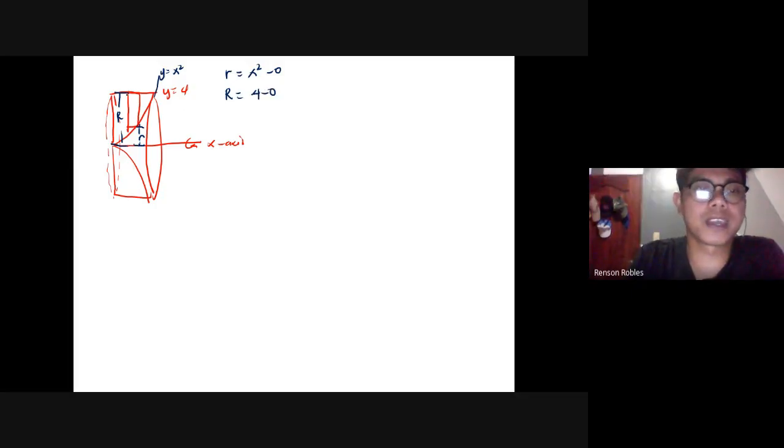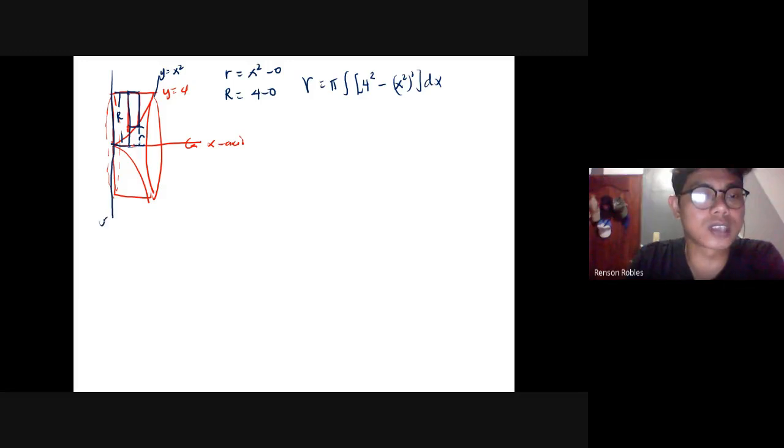4 minus 0. From here, you trace it out. You trace it from here, then you go down. It will touch the x-axis. You start here, so it is touching y equals 4. That's why this is 4. You go down, it will touch the x-axis, and that is 0. And then you now have your volume equals pi integral of capital R square minus small r square dx. This is vertical, so you compute the volume from the leftmost, x equals 0, to the rightmost, x equals 2, from 0 to 2.